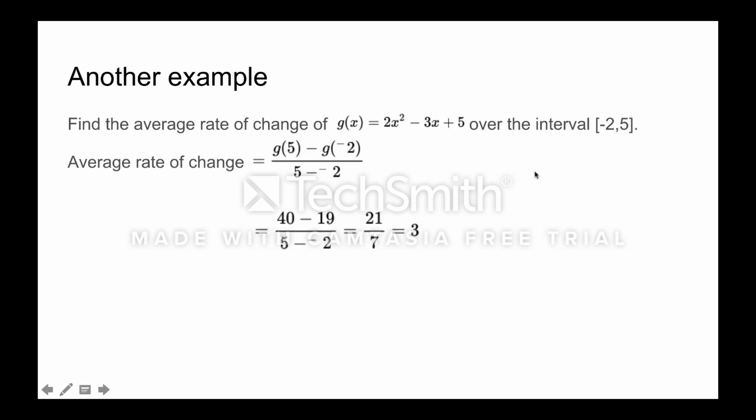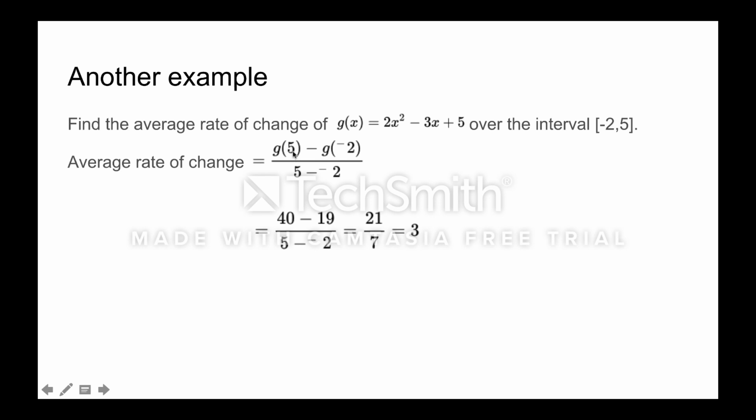Okay, another example. We want the average rate of change of this function, g of x is 2x squared minus 3x plus 5, over the interval from negative 2 to 5. Remember, those are x values, negative 2 to 5. Then the average rate of change is g of the bigger minus g of the smaller, g of 5 minus g of negative 2 over 5 minus negative 2.